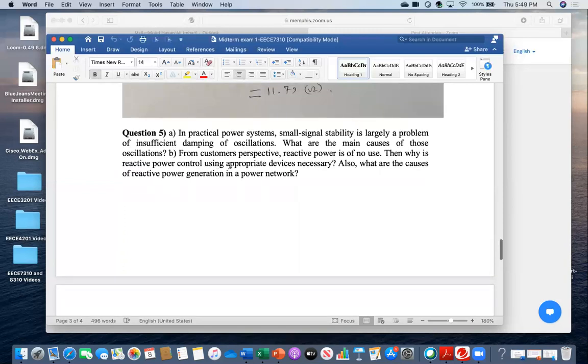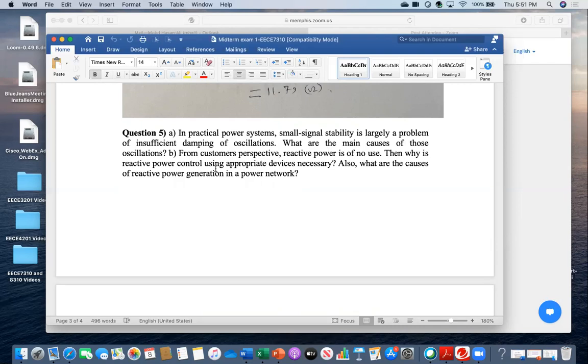Then question B: from the customer's perspective, reactive power is of no use. Then why is reactive power control using appropriate devices necessary? I believe everybody knows this answer. Because if you don't control the reactive power, then your power factor will be low lagging. There will be a huge voltage drop. There will be huge power loss, especially the reactive power loss, I squared X loss.